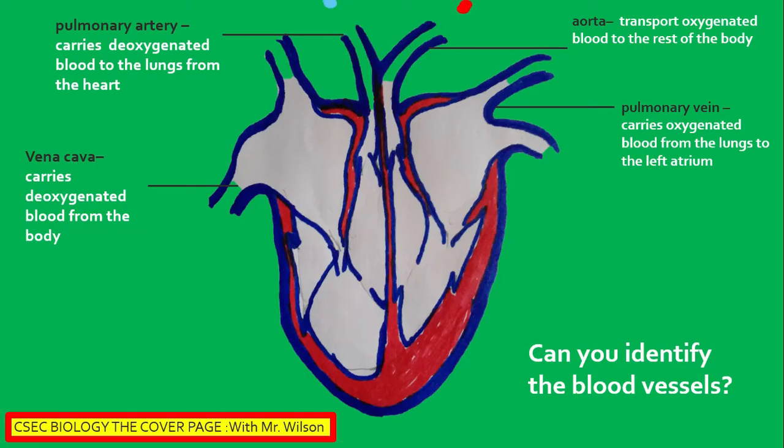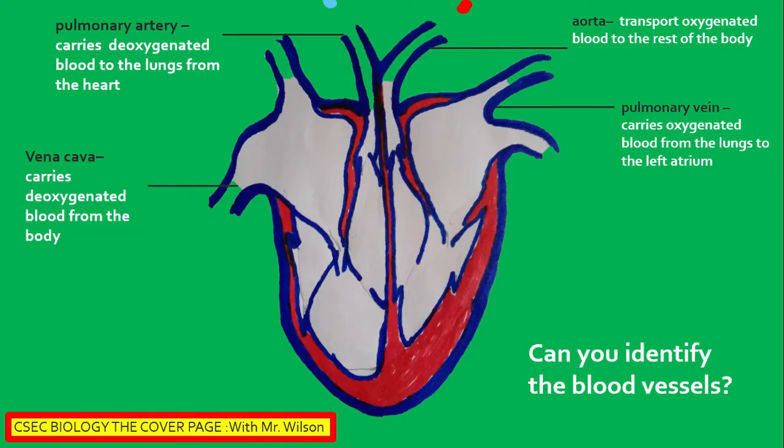And below the aorta we have the pulmonary vein. Now the pulmonary vein is carrying oxygenated blood from the lungs to the atrium, the left atrium. Remember, we always attach the left and the right, so it's a left atrium.